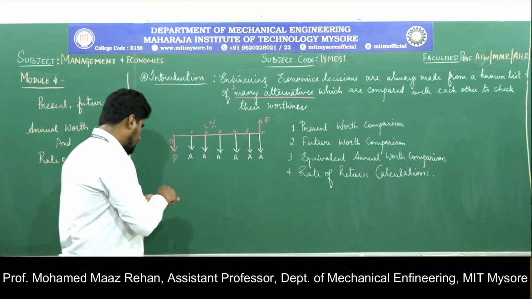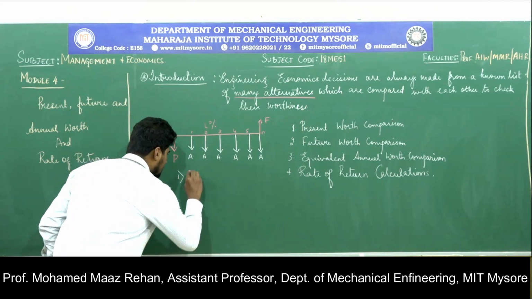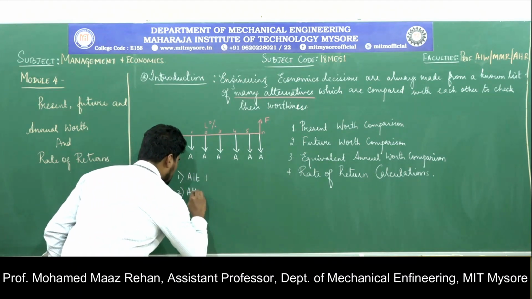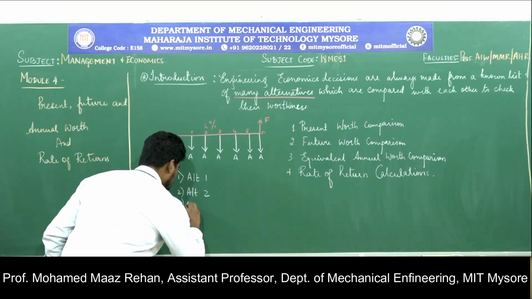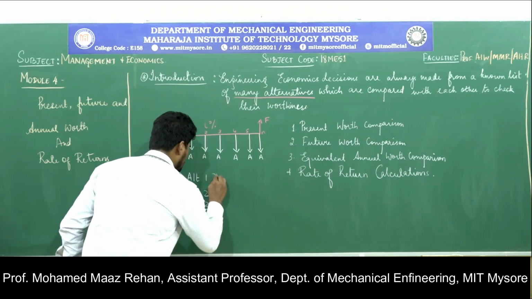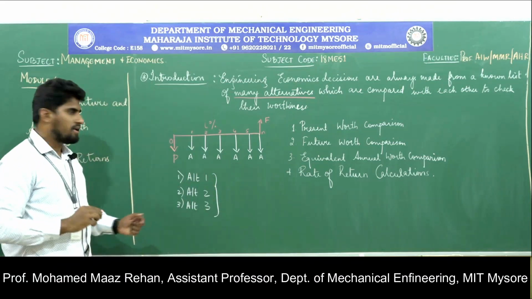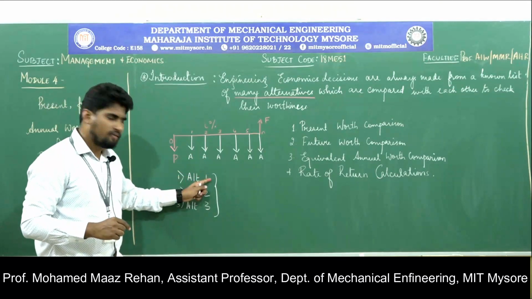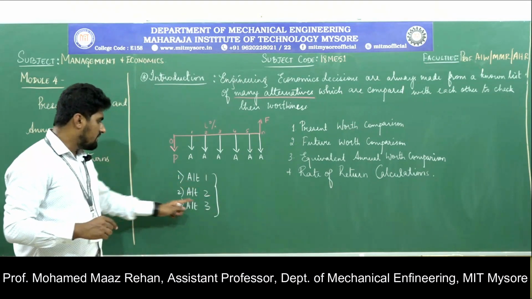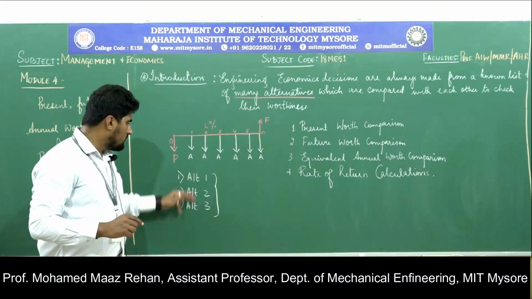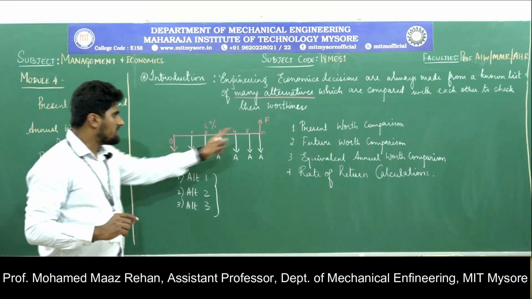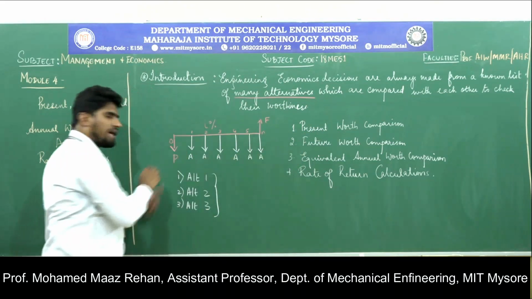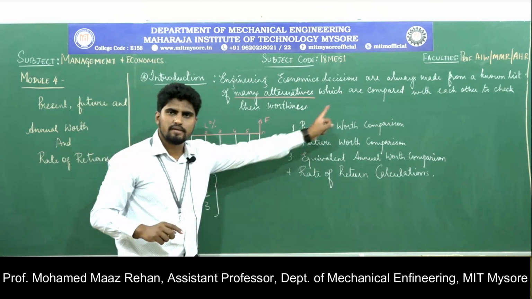Say for example, here you have alternatives: alternative 1, alternative 2, alternative 3. You have these three alternatives. First you will find the net present worth of alternative 1, net present worth of alternative 2, net present worth of alternative 3. You are going to compare all these alternatives. So in present worth, you are bringing the future amount and the annual amount to time 0. That is in the case of present worth comparison.